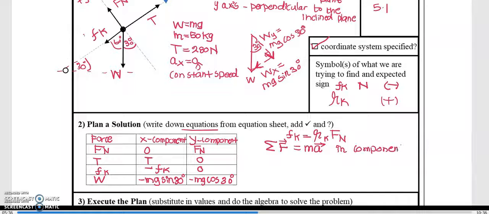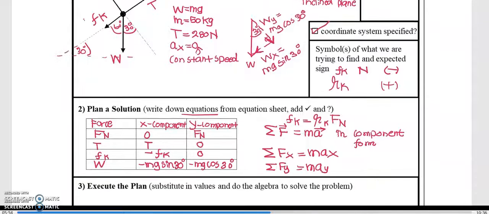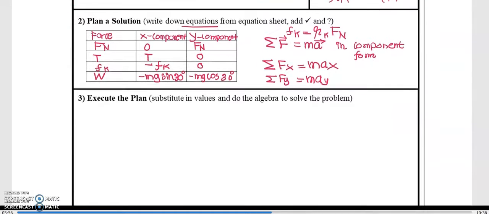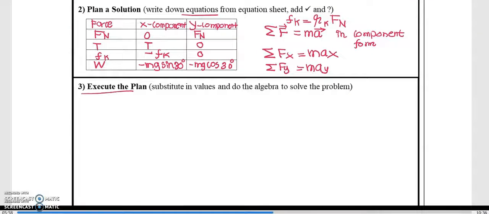But we are going to use the component form of Newton's second law. So net force in x direction is equal to mass times acceleration in x direction. And then net force in y direction is equal to mass times acceleration in y direction. So now let's execute our plan. Once you have the chart, guys, it's really easy to execute the plan.